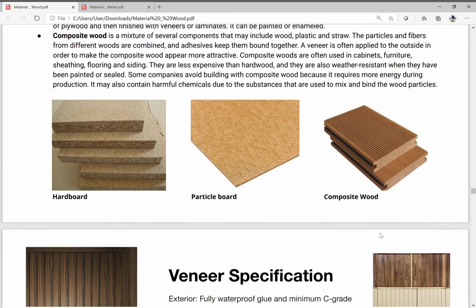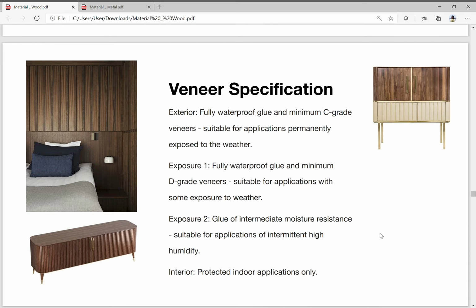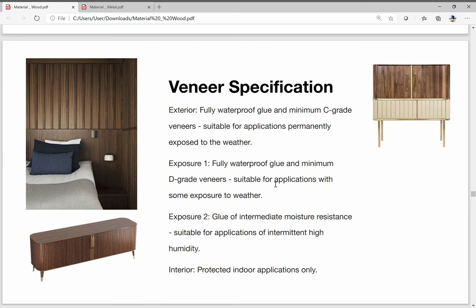Okay. And then here, when we're discussing veneers, you have your exterior veneers. You have your exposure one and your exposure two. So these are waterproof. These are basically what is applied to the veneer for them to be more suitable for outdoor exposures. And then you have this interior, so it's for interior applications only. This will just have a varying degree of application for glue.